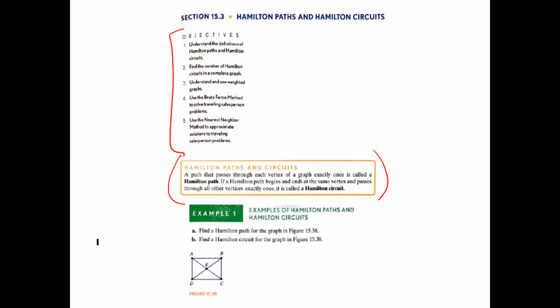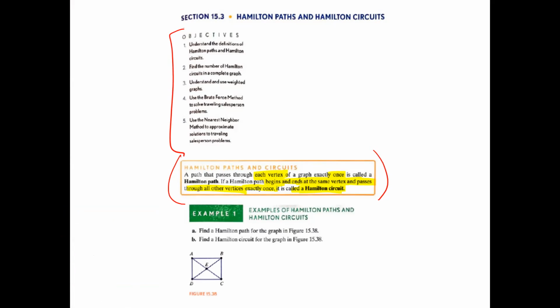All right, so a path that passes through each vertex of the graph once is called a Hamilton's path. If the Hamilton's path begins and ends at the same vertex and passes all other vertices exactly once, it's called a Hamilton's circuit. So let's go ahead and take a look at this.